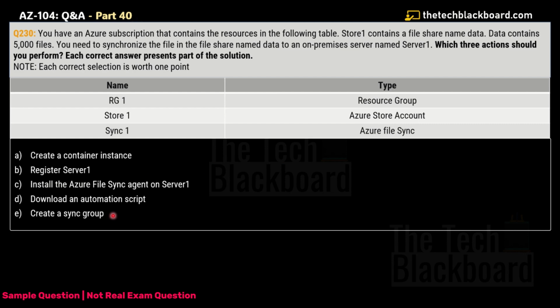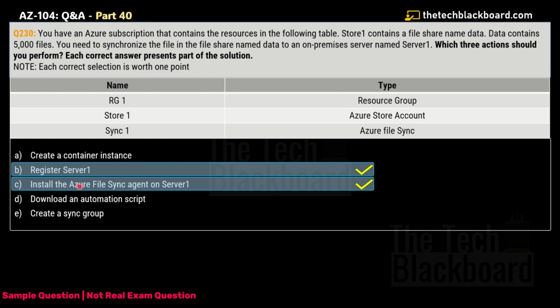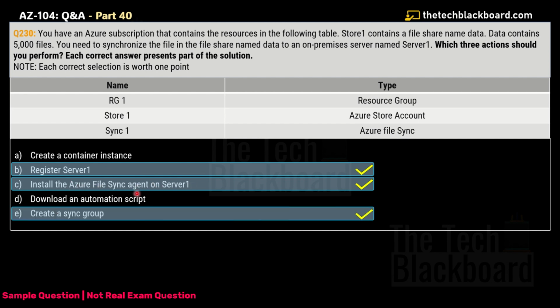So let me tell you all the 3 correct actions. We have option B, register server 1. Then we have option C, install the Azure File Sync agent on server 1. And then we have option E, create sync group. Now friends, all these options, of course they are correct, but they are not in the correct sequence. So of course you have to follow the correct sequence while doing any job in Microsoft Azure.